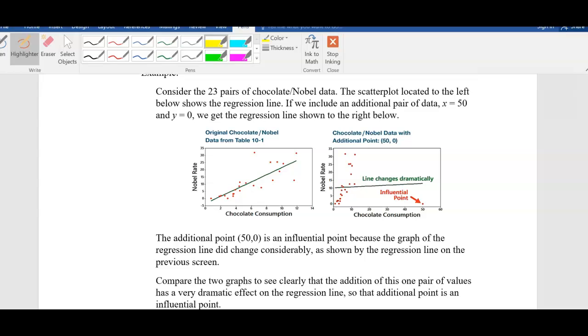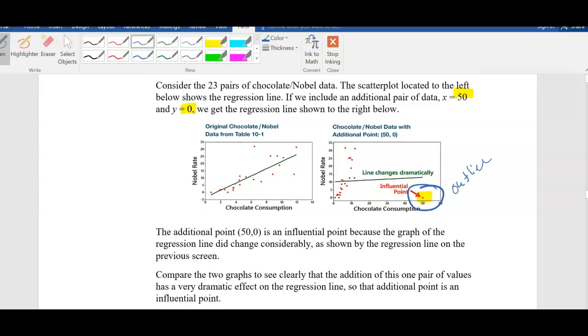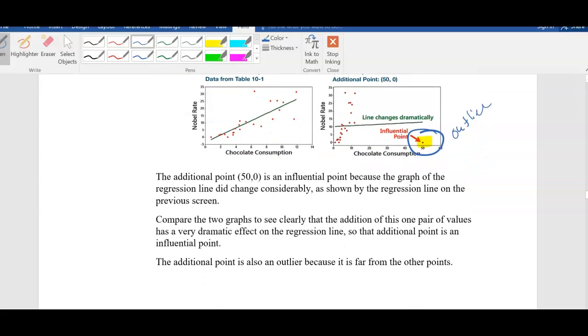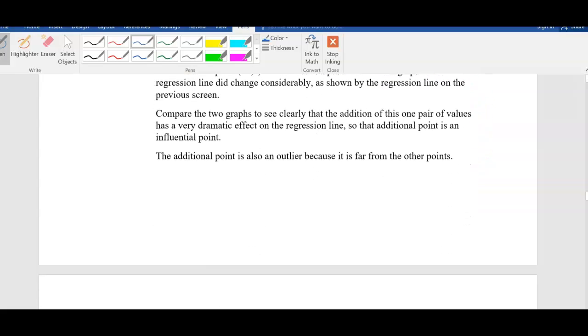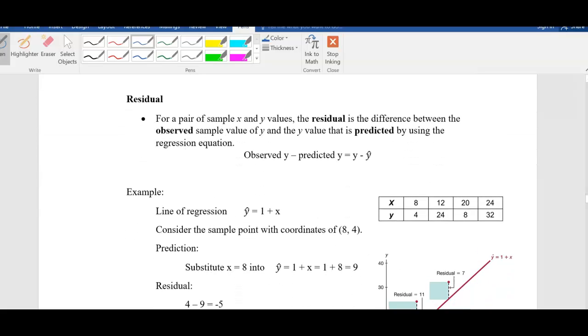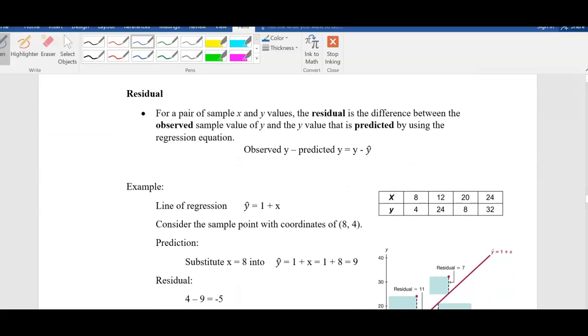Here in our chocolate consumption, if I added 50, so I added this point, see how drastically my line changed and how far away from the other data points it is. So this one is considered an influential point or an outlier. And that's how we know it has to be removed. So it's more of a visual inspection right now, and then checking what happens to the equation once we remove a point.